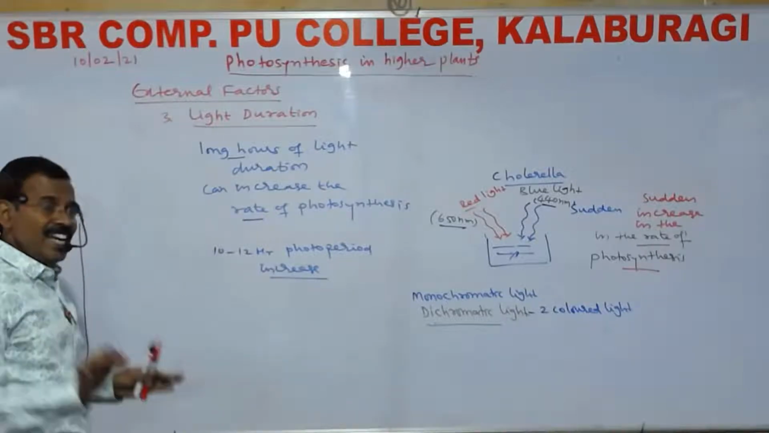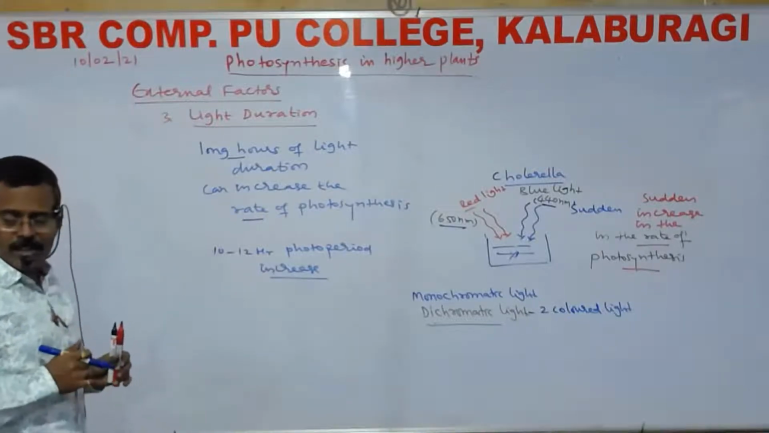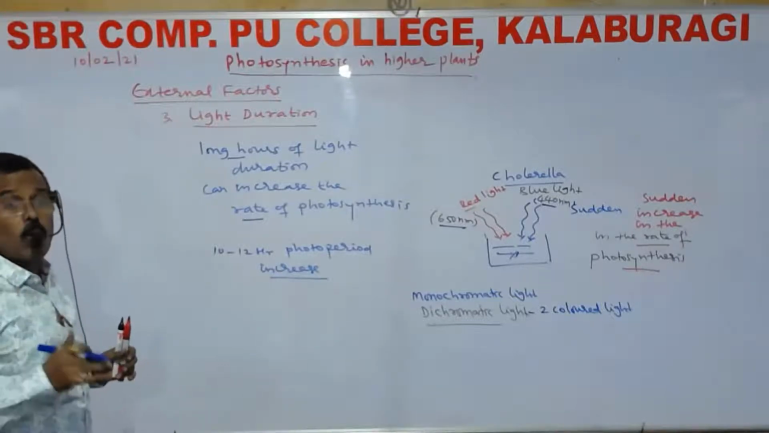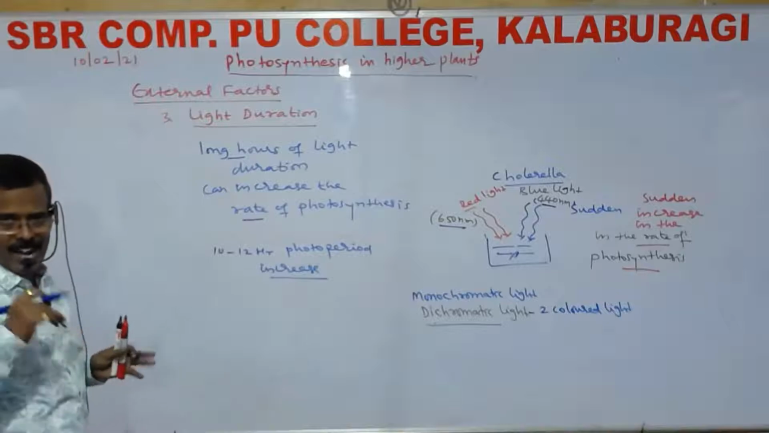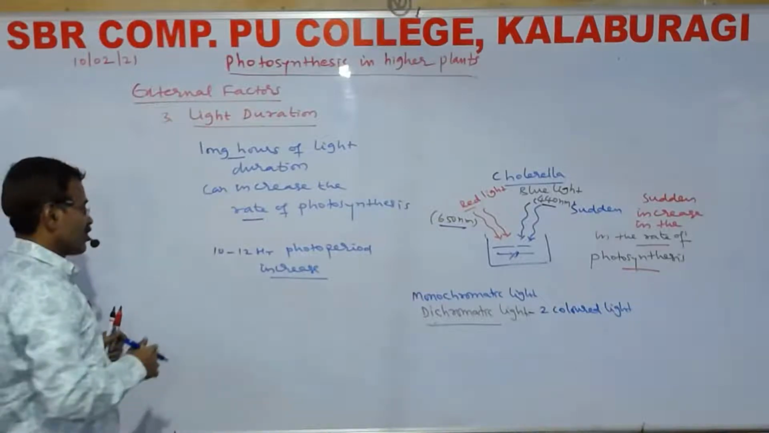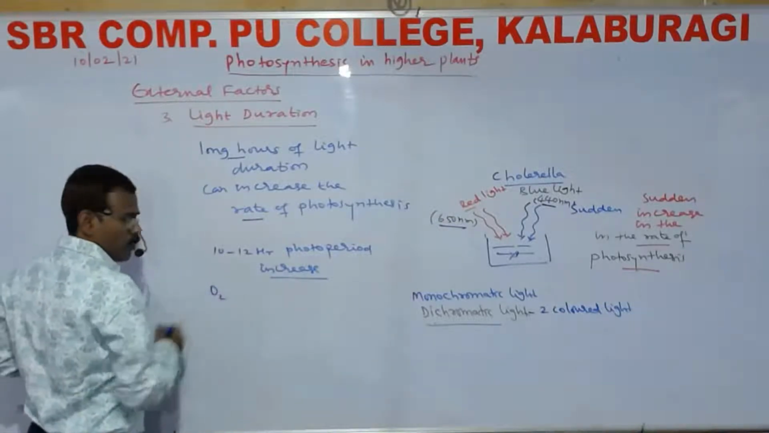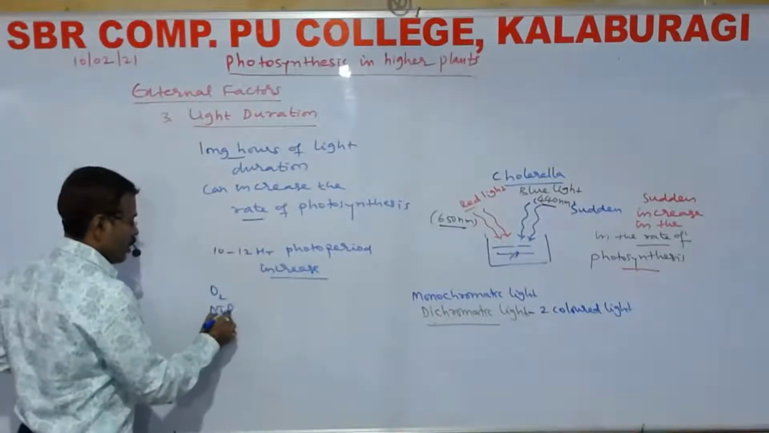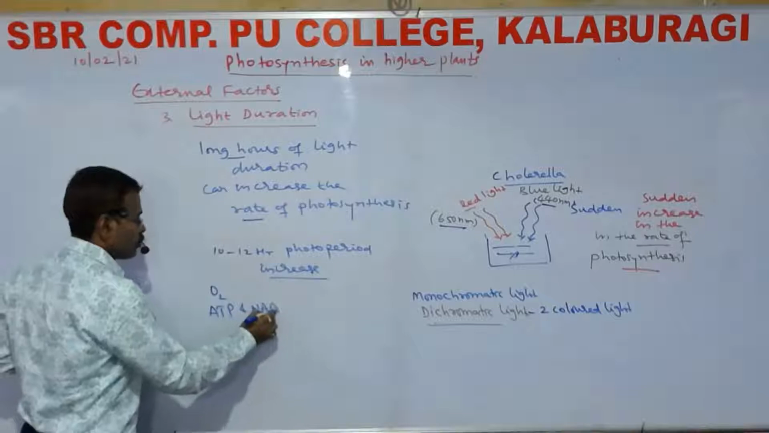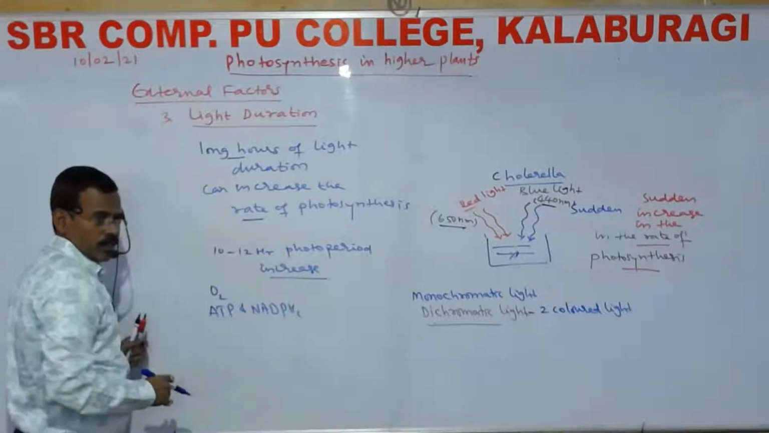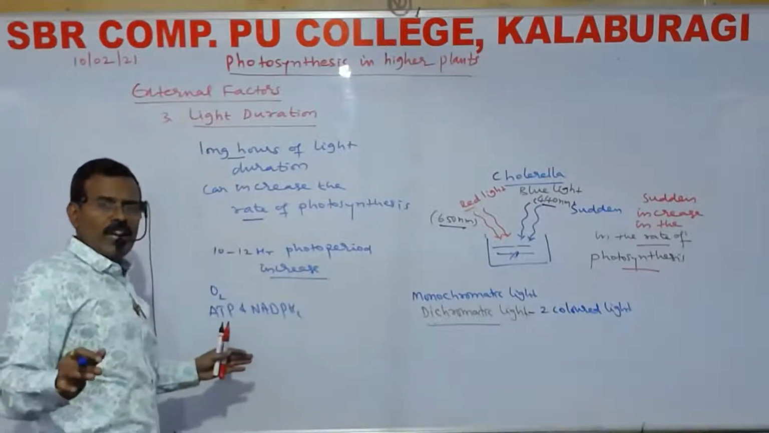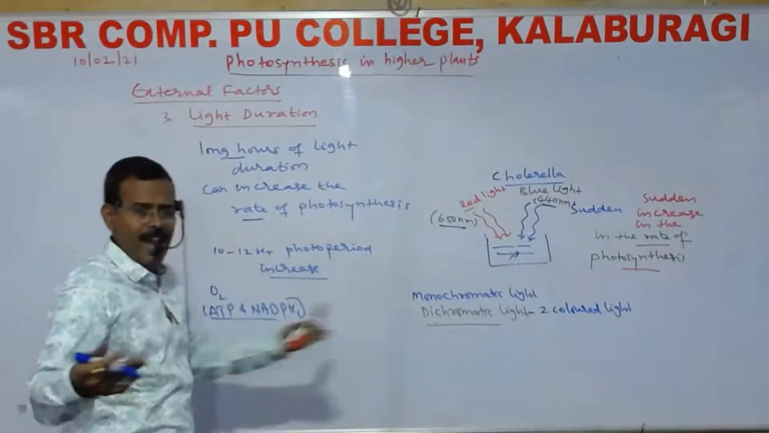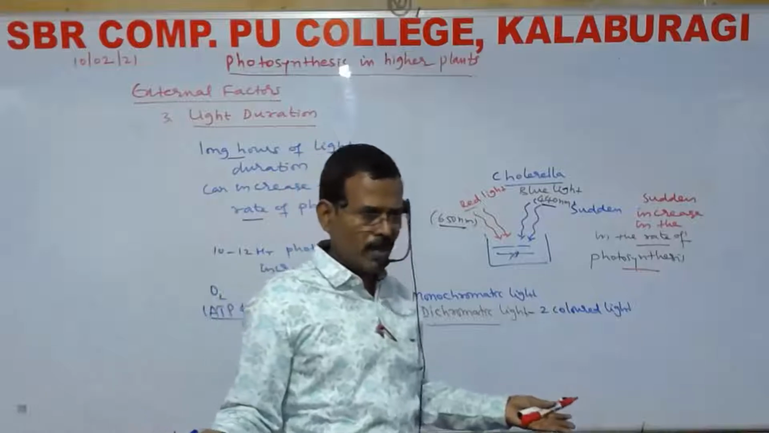When light is there, as you know, light dependent photochemical reactions occur. If the light reactions occur, there will be liberation of oxygen. There will be synthesis of assimilatory powers like ATP and NADPH. So enough quantity of these assimilatory powers will be produced, and these will be there in the chloroplast of the mesophyll cells.